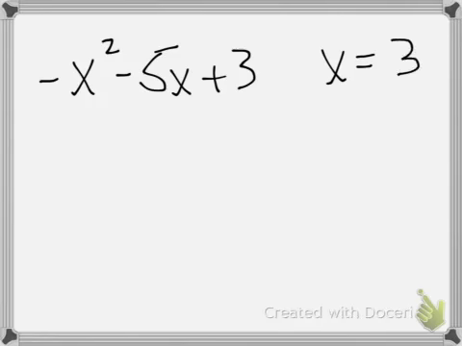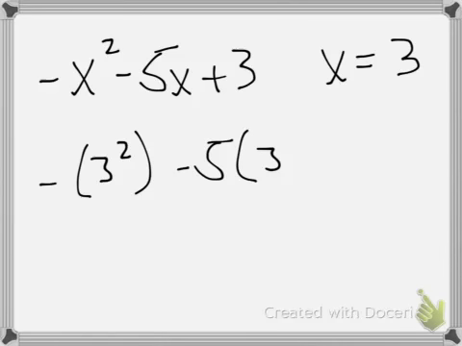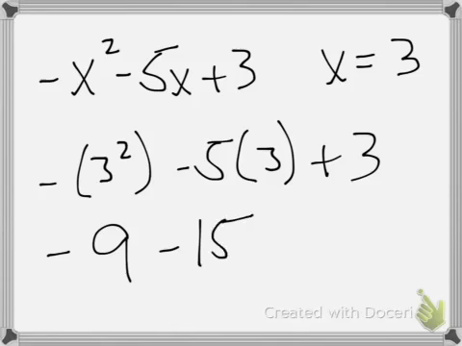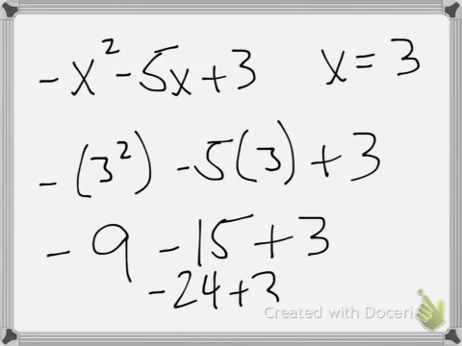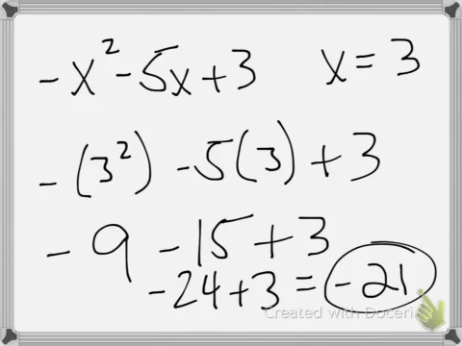So what I mean by that is if we look at this expression here, negative x squared minus 5x plus 3, and we want to evaluate it at x equals 3. So we will plug in a 3 everywhere there is an x. So here we'll have negative 9 minus 15 plus 3. Negative 9 minus 15 is negative 24 plus 3 equals negative 21.